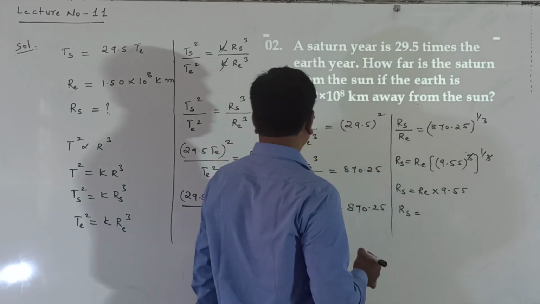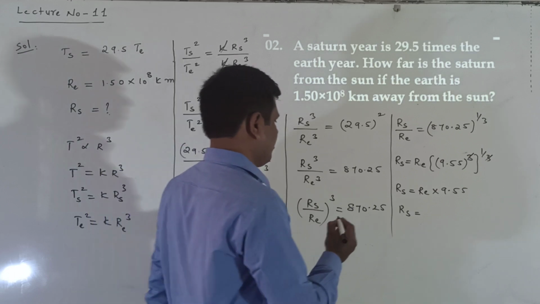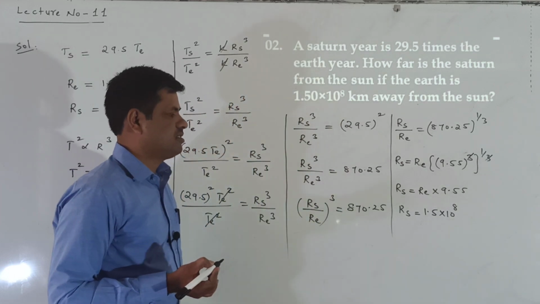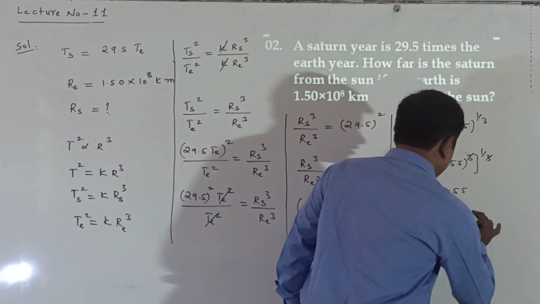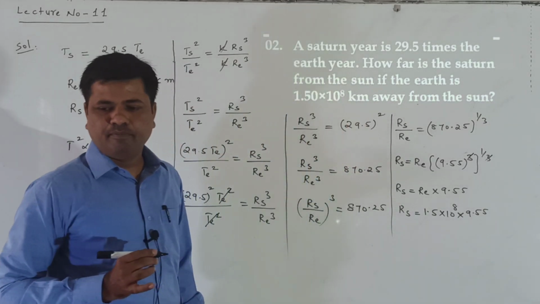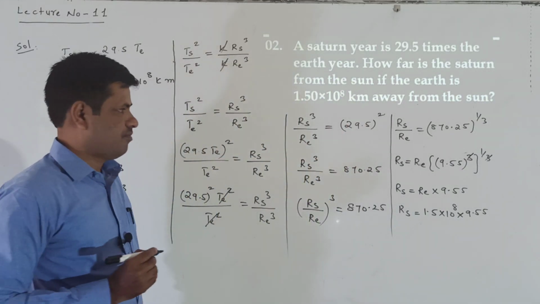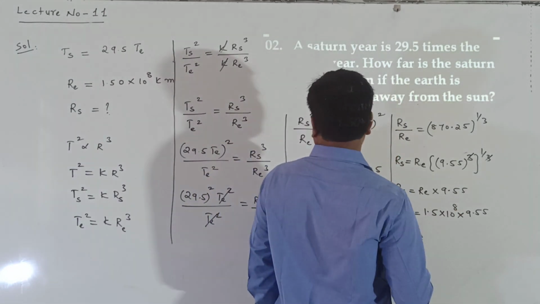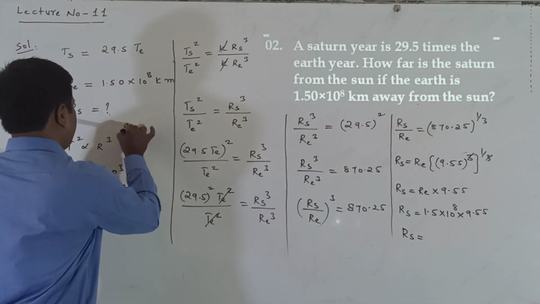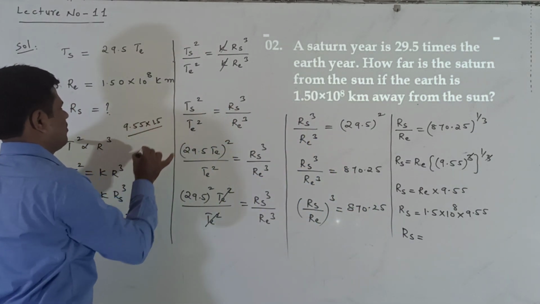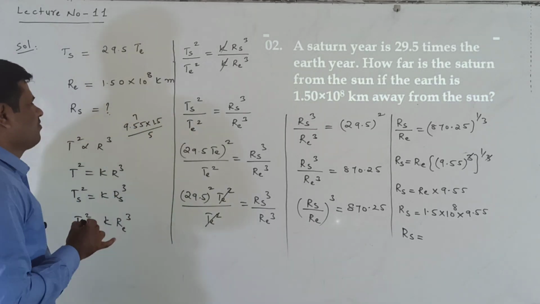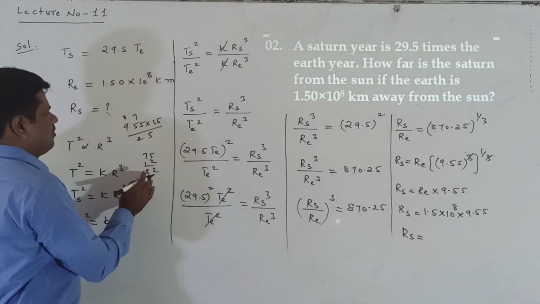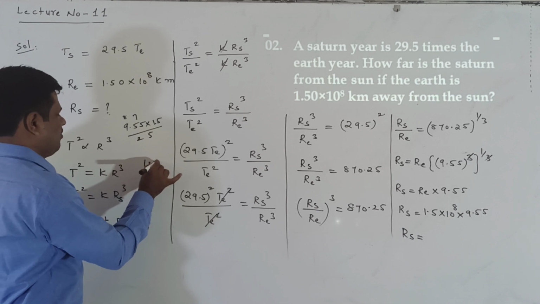Now Rs is equal to Re, whose value we already know: 1.50 into 10 power of 8, meaning we take 1.5, because after the point there is no value for 0, into 9.55. When multiplying 9.55 into 1.5, near about we are getting the value. 15 5s are 75, 15 5s are 75 to 82, 15 9s are 135.